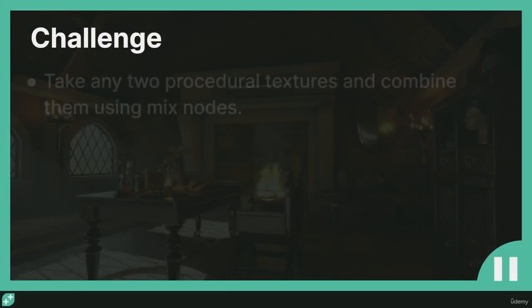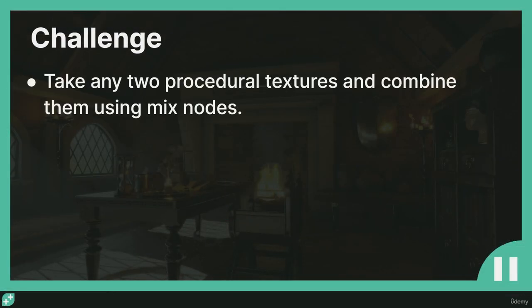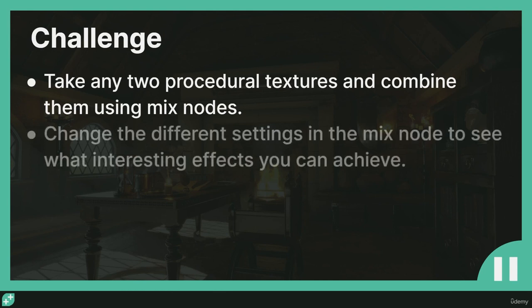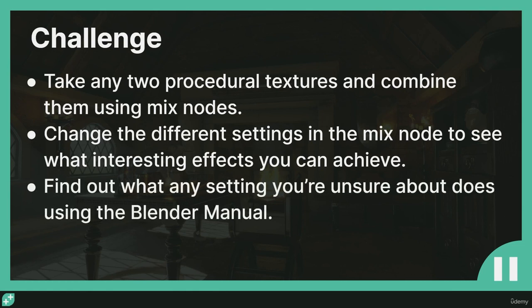Okay, it's challenge time. So now that you know about pretty much all the most useful nodes in Blender's shader editor, why don't you try taking any 2 of the procedural texture nodes and combining them using mix nodes? You can change the different settings in the mix node to see what interesting effects you can achieve. You could also use any of the other nodes within your shader tree. Experiment and see what kind of cool effects you can get. If you're unsure about why a setting that you're using does a certain thing, you can always check it out by looking at the Blender manual.